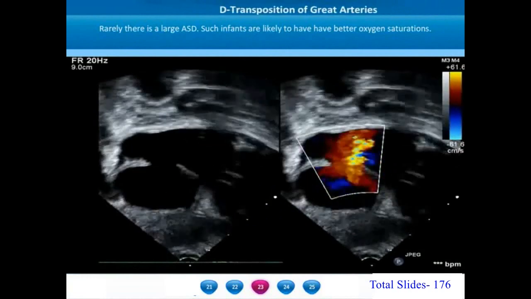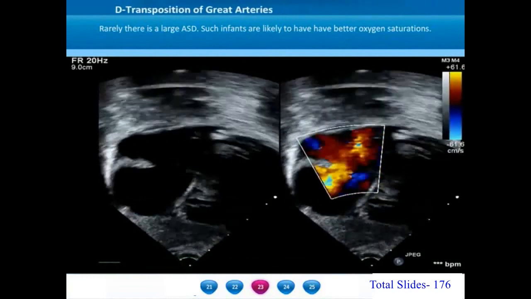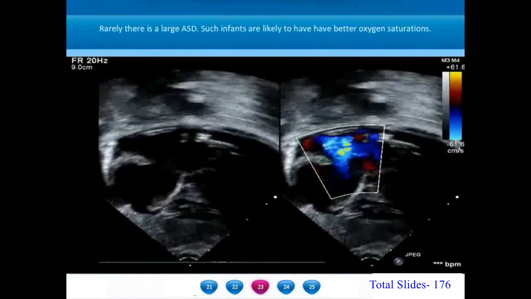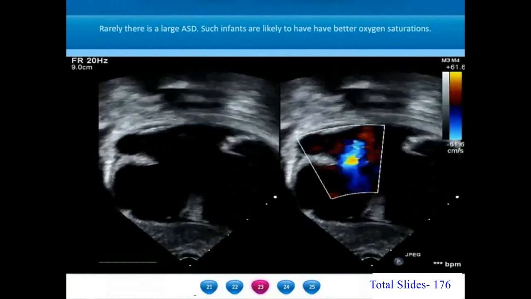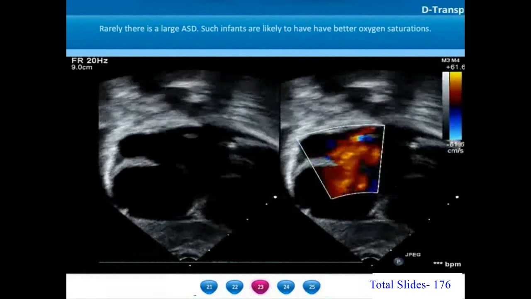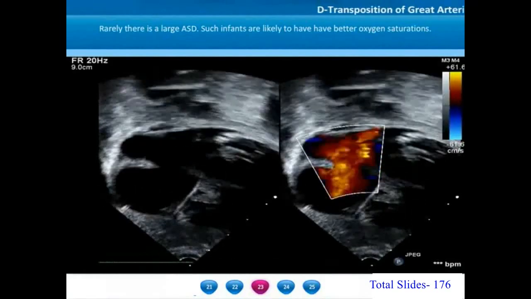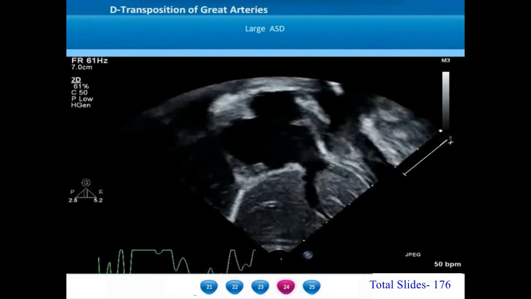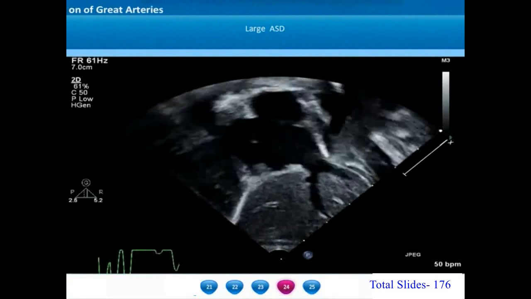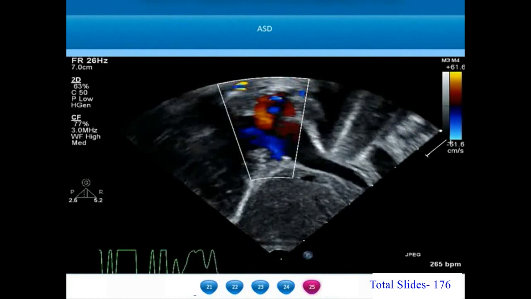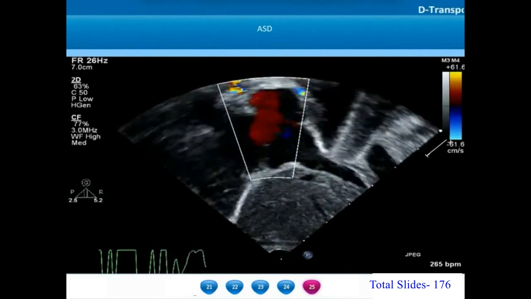However, in this example shown from the subxiphoid coronal view, we can notice a large atrial septal defect with good interatrial mixing. We can see the bidirectional flow through the large ASD. In this subxiphoid short axis view, again we notice a large atrial septal defect. When there is a large atrial communication, the intercirculatory mixing will be very adequate.